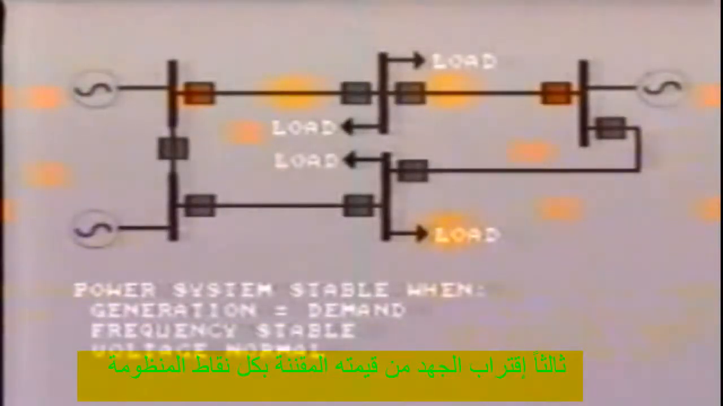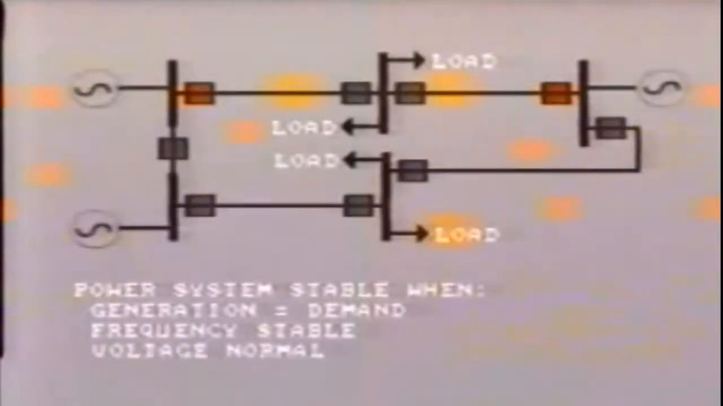C, the voltage is close to its nominal value at all points in the system. D, all of the transmission lines, transformers, generators, and other equipment are working within their rated capacity.